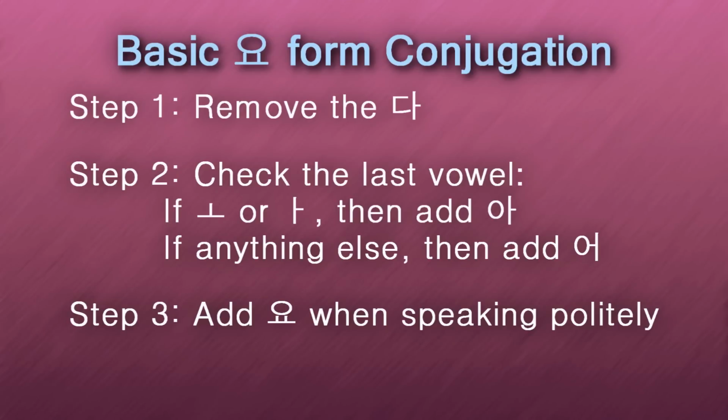Step 1. Remove the da. Step 2. Check the last vowel. If it's o or a, then add a. If it's anything else, then add o. Step 3. Add yo when speaking politely.